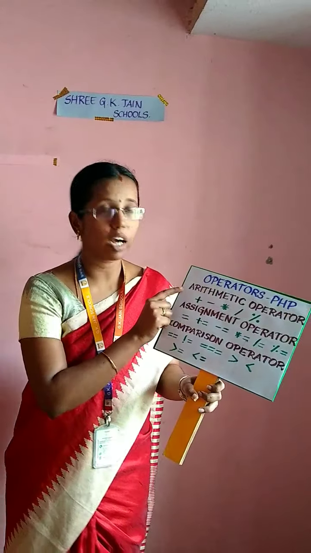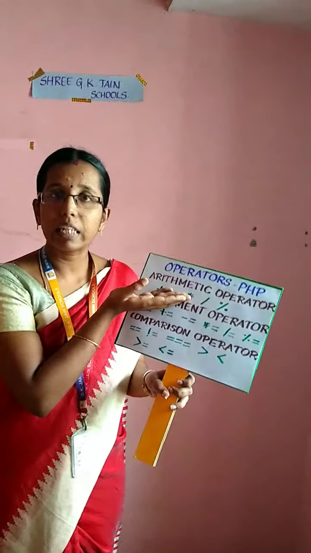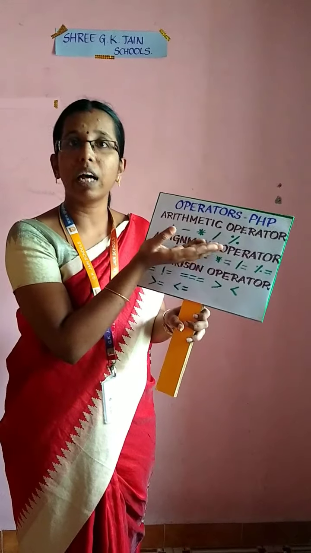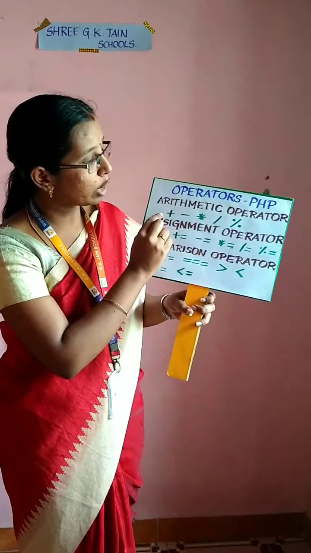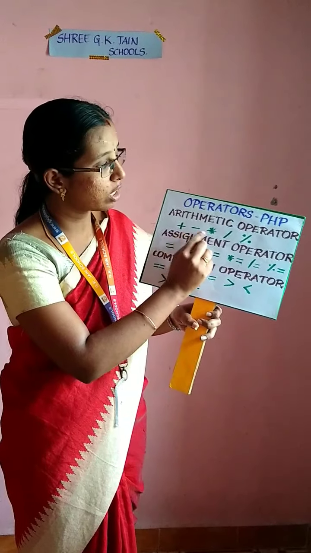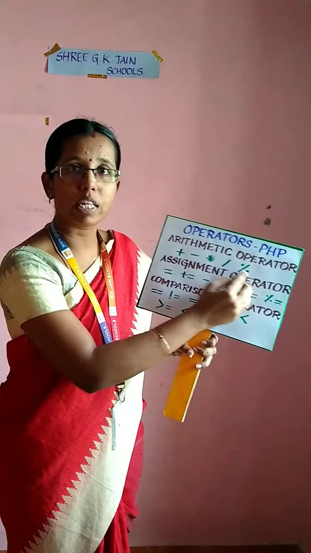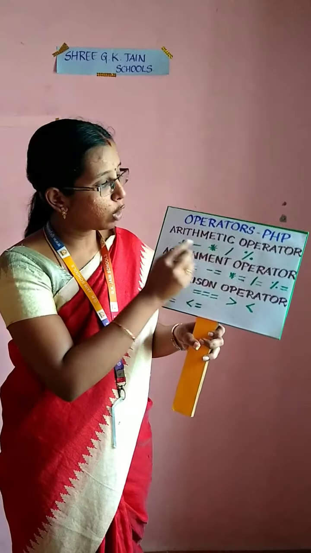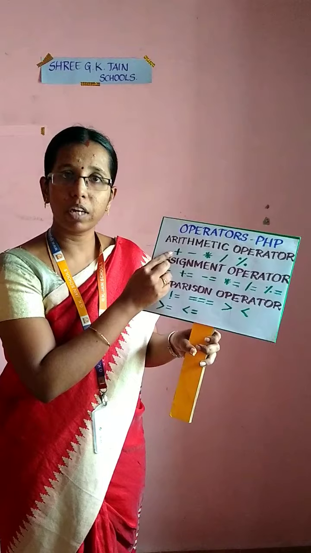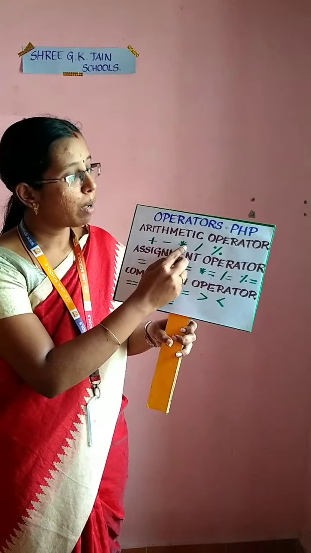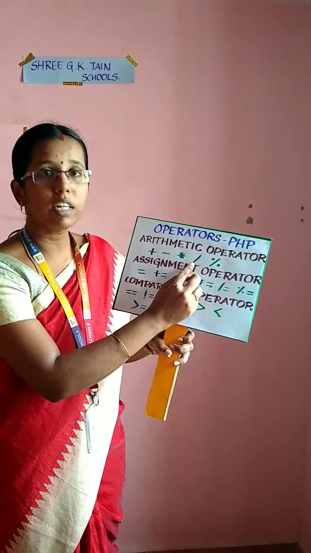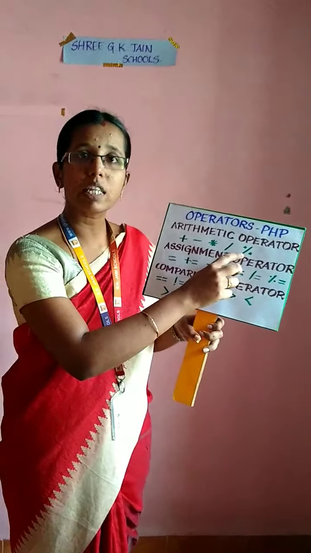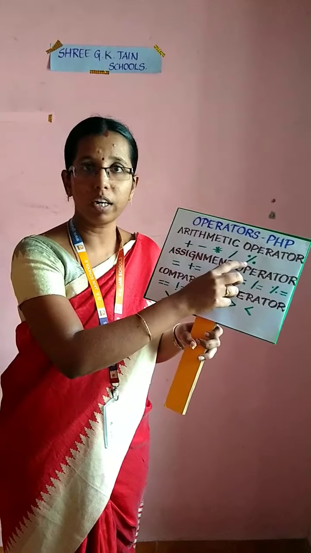The first one is your arithmetic operator. By using this operator, you can perform any simple arithmetic calculations. You can use plus, subtraction, multiplication, division and modulus. These are the 5 basic arithmetic operators in PHP. Addition of the given numbers, subtraction of the numbers, product of the numbers, division gives you the quotient value after the division part, and modulus gives you the remainder value after your division.